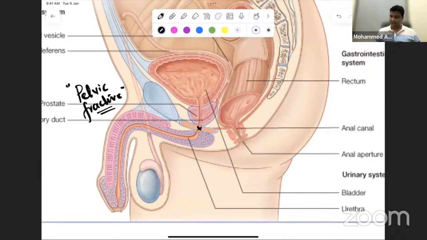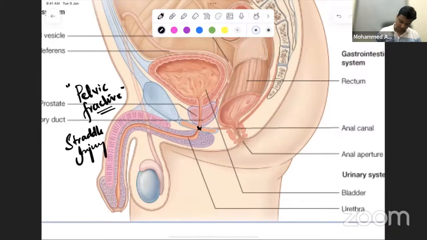And the second thing, suppose they give you this word: straddle injury. If you are able to see this word, remember, it will lead to the rupture of the bulbar urethra. Yes, these are the two golden words which can fetch you marks in the exam, sir. You can answer quickly, in less than 1 minute. If they are giving pelvic fracture, read the question properly. Whatever 4-5 lines are given to you, if there is pelvic fracture, it will lead to membranous urethra rupture. And if straddle injury is given, that will lead to bulbar urethra rupture.